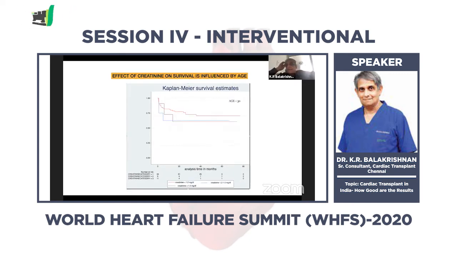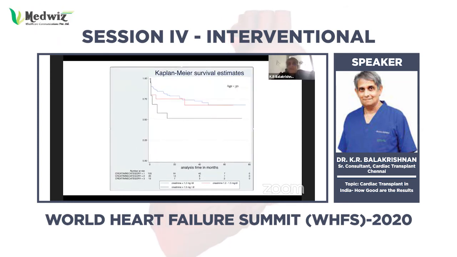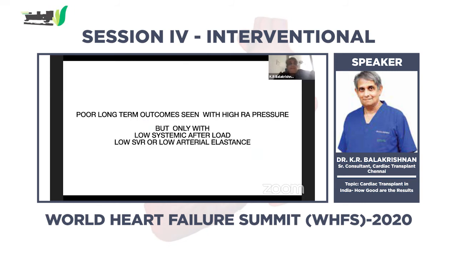Interestingly, this was related to the age of the patient. If the age was less than 30, there's very little impact of creatinine on long-term survival. If the age was between 30 and 40, the impact of creatinine is greater, and it is maximal beyond the age of 50. So clearly, older patients with high creatinine tend to do poorly despite transplantation. Poor long-term outcomes were seen with high RA pressure.